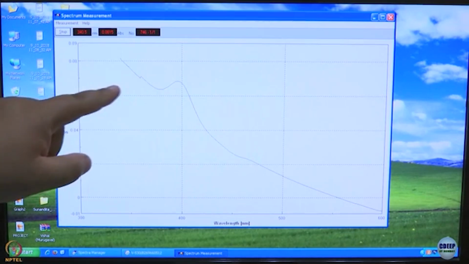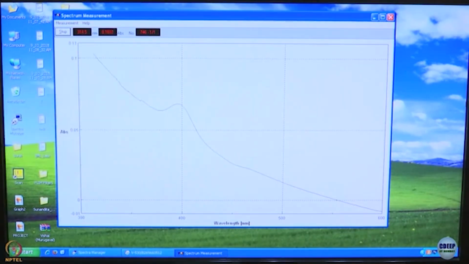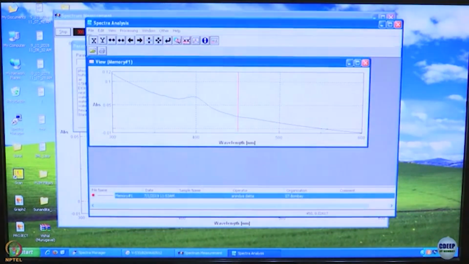Another thing you might have noted is a small kink that comes at around 350 nanometer or so. That is where beyond 350 nanometer at longer wavelengths, we use the output of the tungsten lamp, and below 350 nanometer, we use the output of the deuterium lamp. So, what happens there is that the rotating mirror changes position and reflects either the output of deuterium or output of tungsten lamp depending on the range.